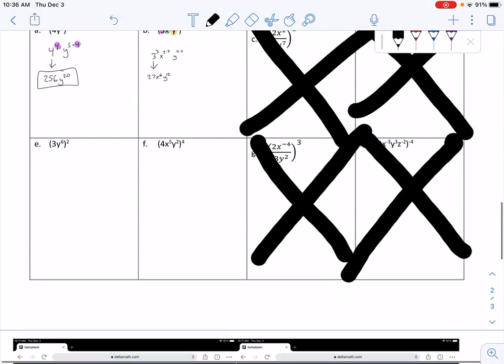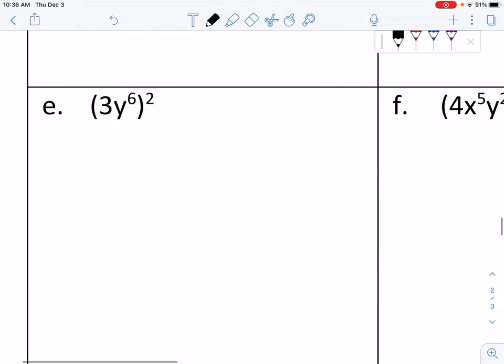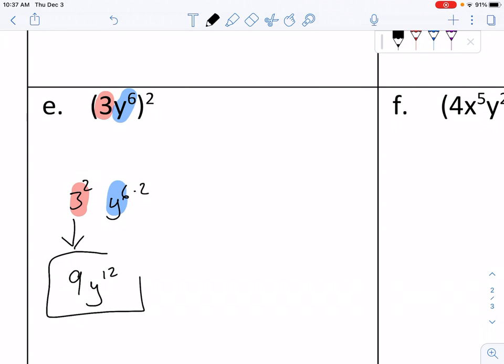All right, just a couple more examples here. So I have a 3, I have y to the 6th, and both of them are getting a power of 2. So 3 to the second power means 3 times 3, which is 9, and y to the 6 times 2, 6 times 2 is 12. So we get 9y to the 12th.